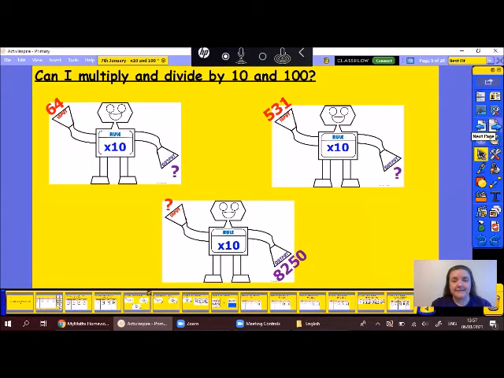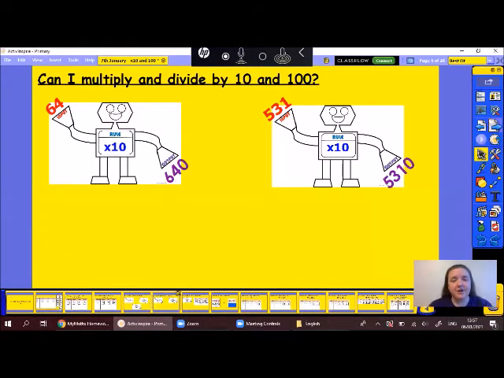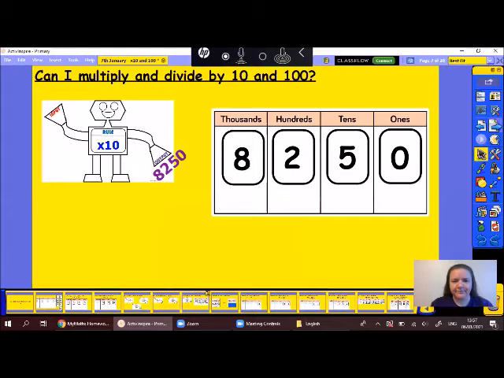Right, let's have a look at the answers. So the first two, all you had to do was multiply by 10. So you can use your place value grid if you need to. 64 multiplied by 10 turns into 640. 531 multiplied by 10, the output is 5,310. Now let's look at that third one that was a little bit trickier.